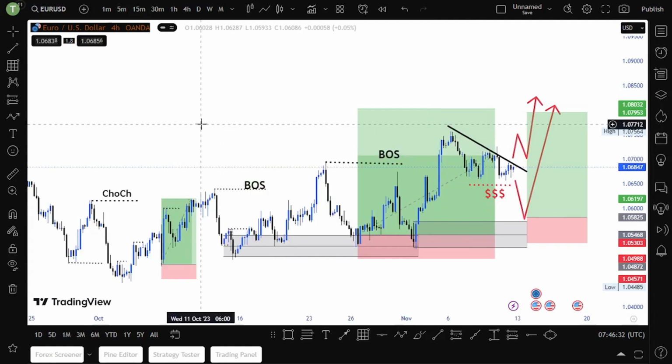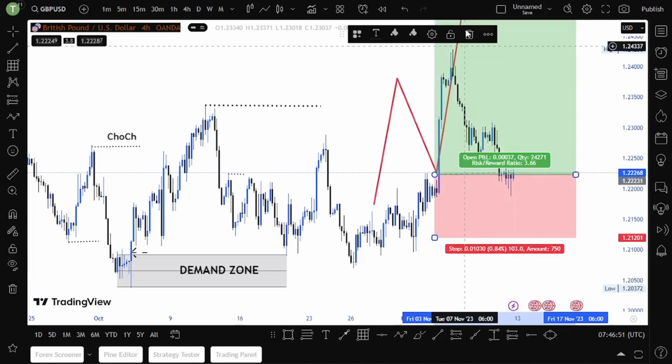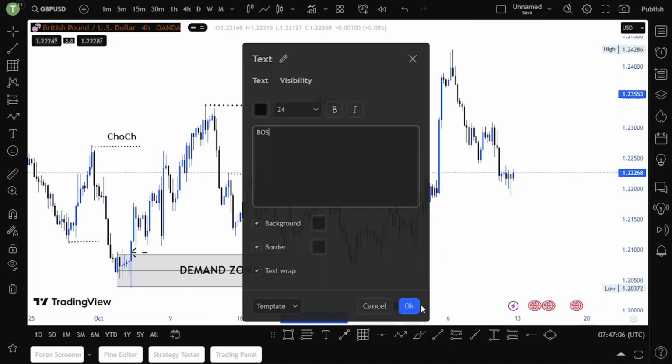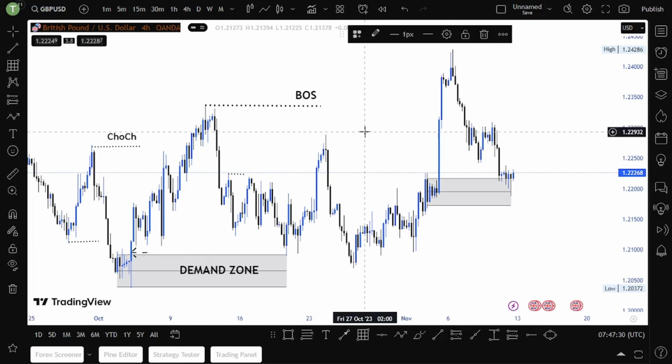So now let's move on. Now let's look at GBP USD. As you can see, we are now extremely bullish. We broke structure to the upside. This is a confirmed break of structure to the upside. This is a confirmed break of structure to the downside. So now there's a possibility of price going lower, or going higher from this area.